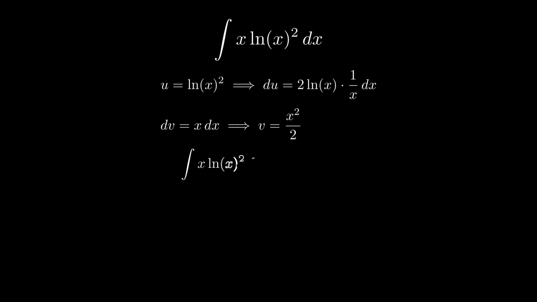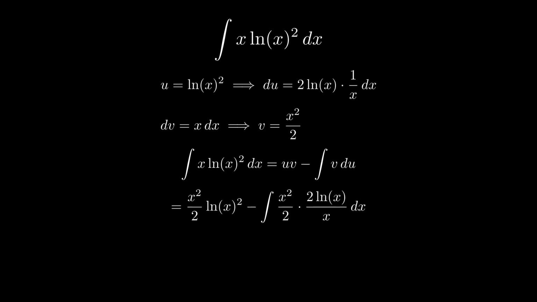We can then use the formula for integration by parts that we have, where the integral of our equation is equal to uv minus the integral of v du. Substituting in the values we have, we've got x squared over 2 times log squared x minus the integral of x squared over 2 times 2 log x all over x dx. Simplifying that a little bit, you've got x squared over 2 times the log squared of x minus the integral of x log x dx.